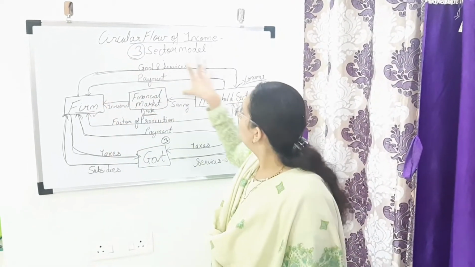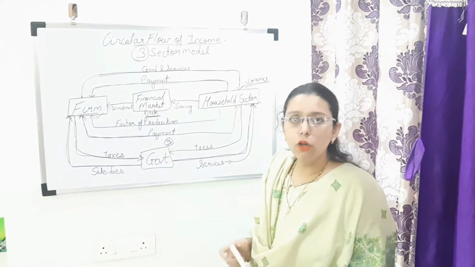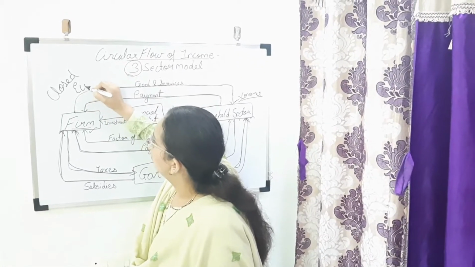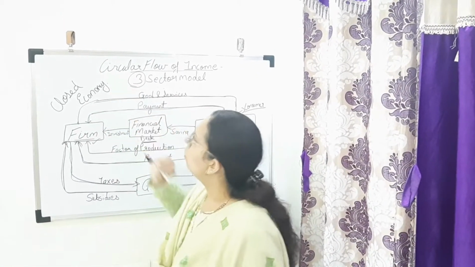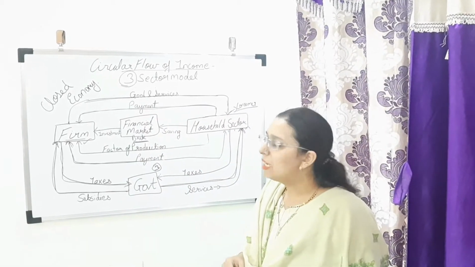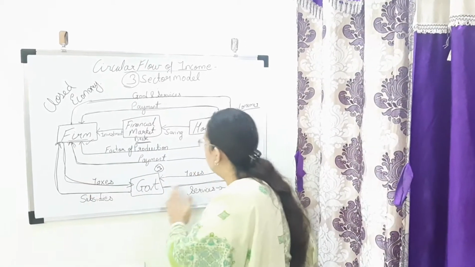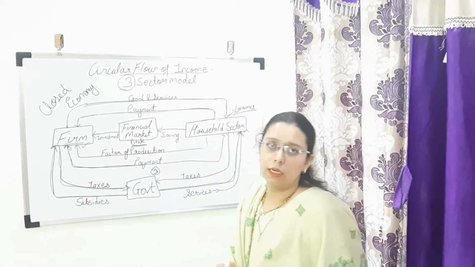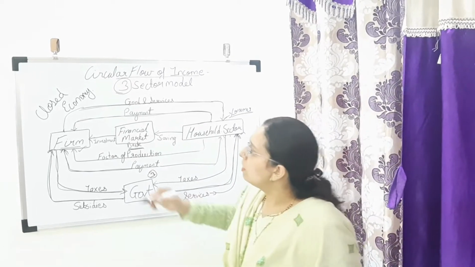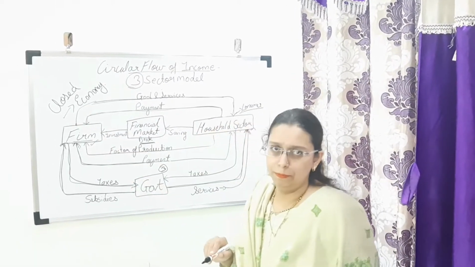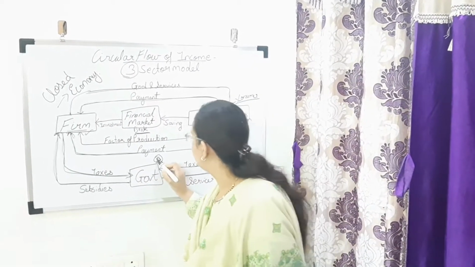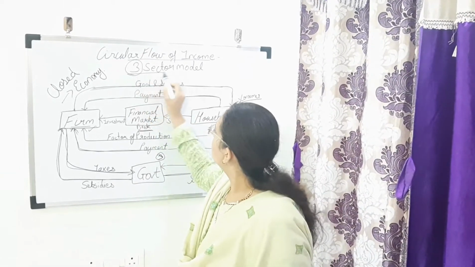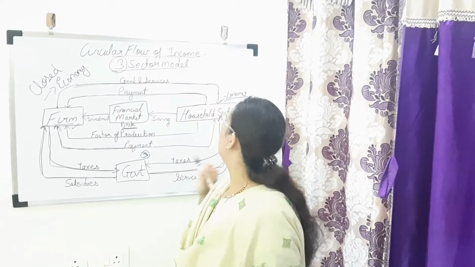And this three sector model is also called a closed economy. Why? Because there is a circular flow of income only between the three sectors. There is no other sector entering into the three sectors. So that's why it is called a closed economy. Government plays the part of the third sector. This is a three sector model where only firm, government and household take part.